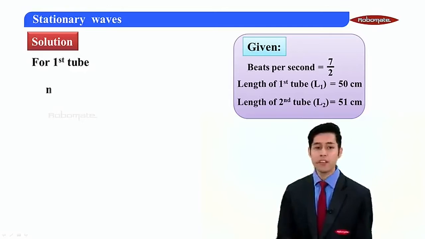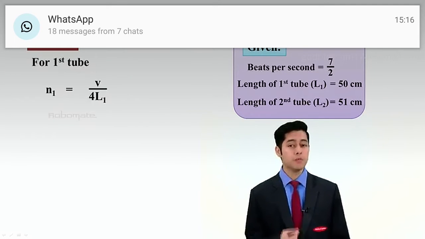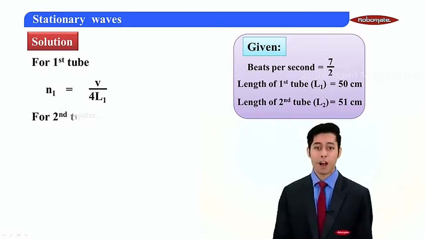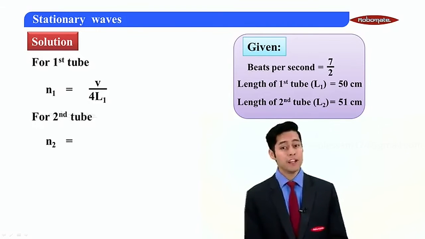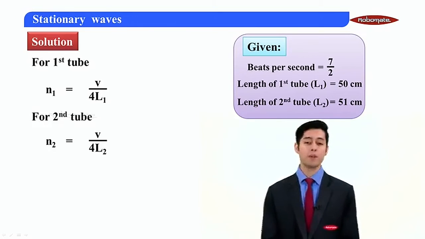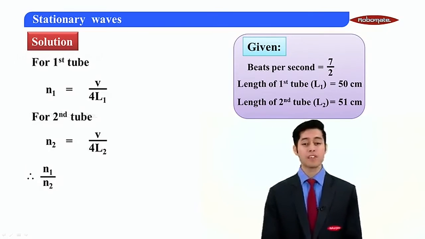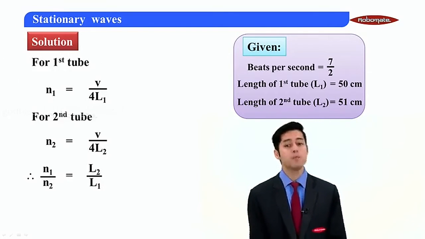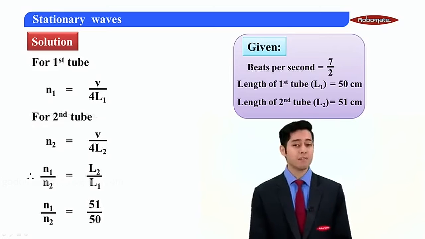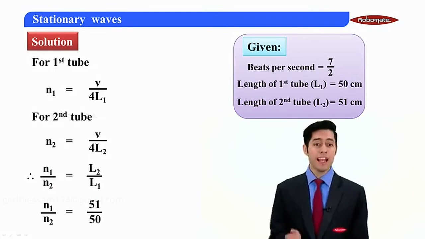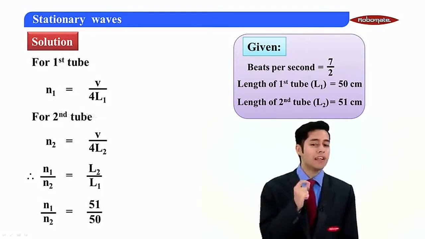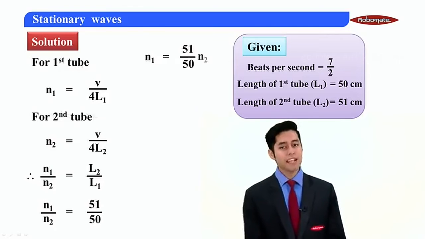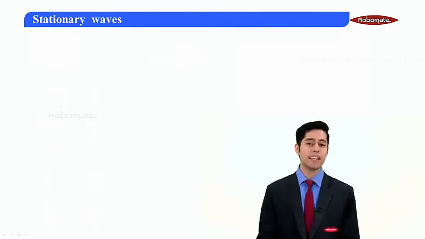Can I say for the first tube, N1 will be equal to V by 4L1. Also for the second tube, N2 will be equal to V by 4L2. On dividing equation 1 and 2, I get N1 by N2 which is equal to L2 by L1. Can I say N1 by N2 will now be L2 by L1, that is 51 divided by 50. So can I say N1 is 51 by 50 N2?